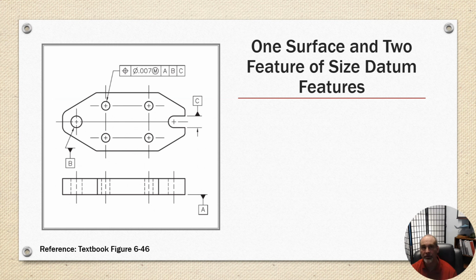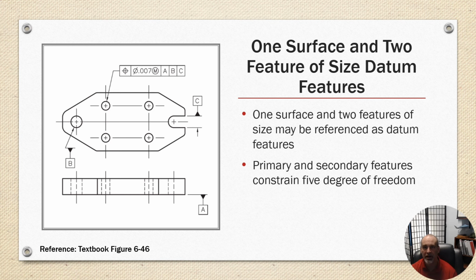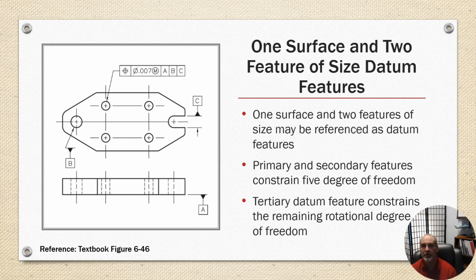Okay, one surface and two features of size as datum features. So one surface and two features of size may be referenced as datum features. Your primary and secondary can constrain 5 degrees of freedom, and the tertiary datum constrains the remaining rotational degree of freedom. In our example, we have a primary datum of A, which is the back side of this part. The secondary is B, which is going to be the actual diameter of a hole. And then C is going to constrain the object parallel to the sides of the slot.